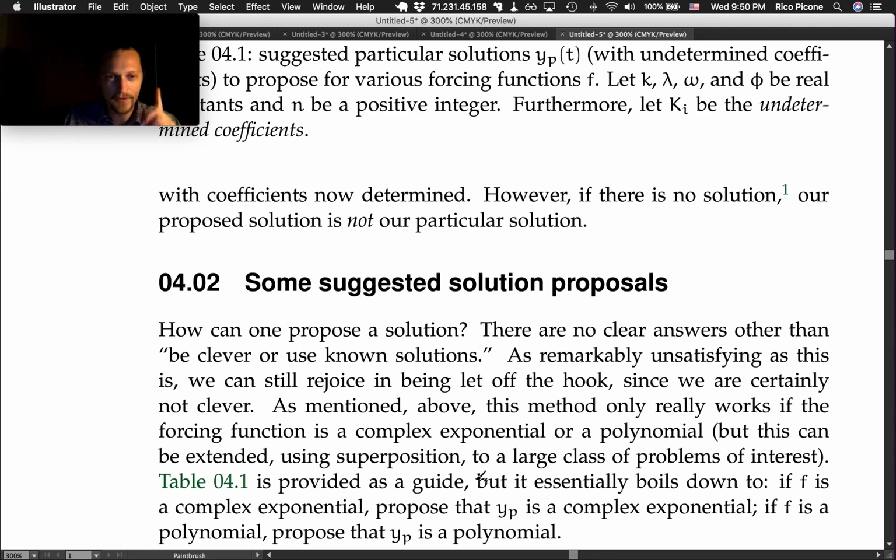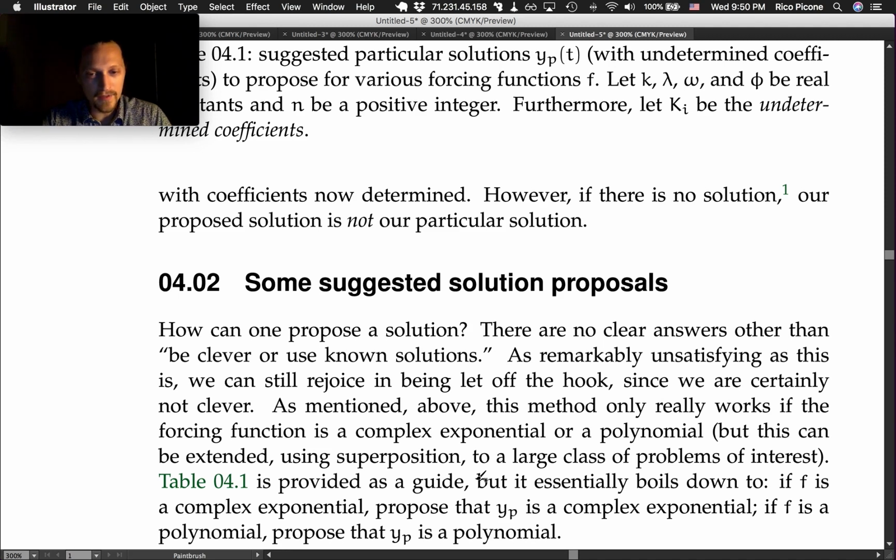Okay, 4.2. Some suggested solution proposals. So how can one propose a solution? There are actually no clear answers other than be clever or just use known solutions. It's not very satisfying. So as remarkably unsatisfying as this is, we can still rejoice in being let off the hook, since we are certainly not clever.